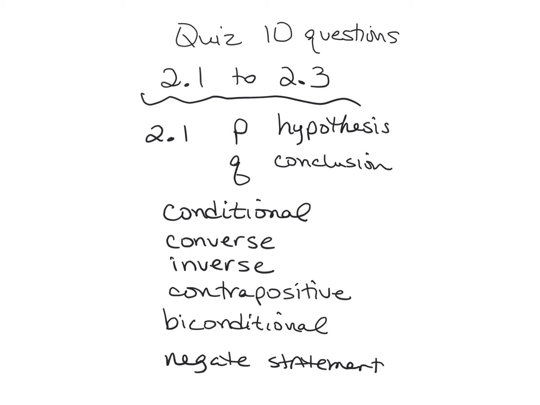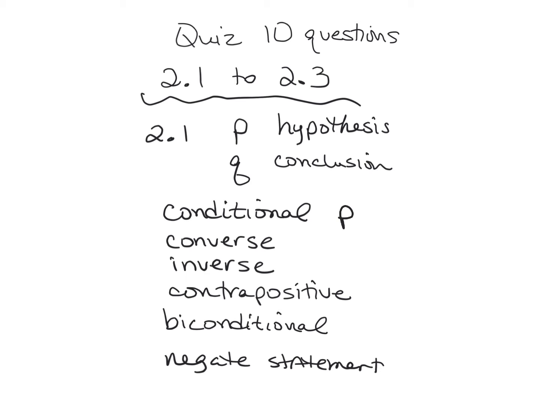You need to know how to write a conditional, a converse, an inverse, contrapositive, biconditional, and how to negate a statement. So example for today, if I said the shirt is blue, to negate that, you would say the shirt is not blue. Remember the symbols that are from your 2-1 notes.